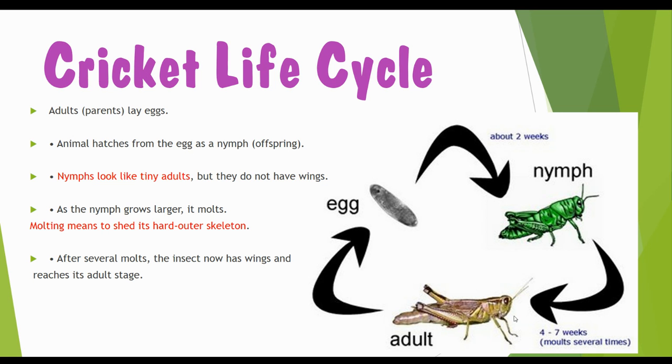And again, there's only 3 stages. So again, the nymph looks like a tiny adult, but they don't have the wings. And as the nymph grows larger, it molts. Molting means to shed its hard outer skeleton. And then after several molts, the insect now has wings and reaches its adult stage. So again, this is an example of an incomplete metamorphosis.